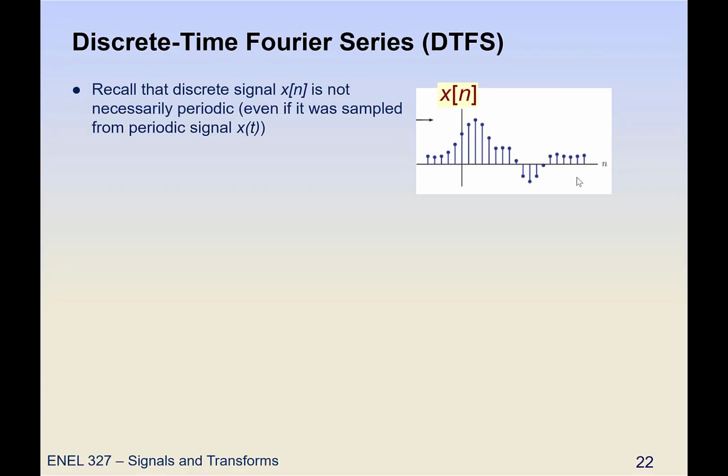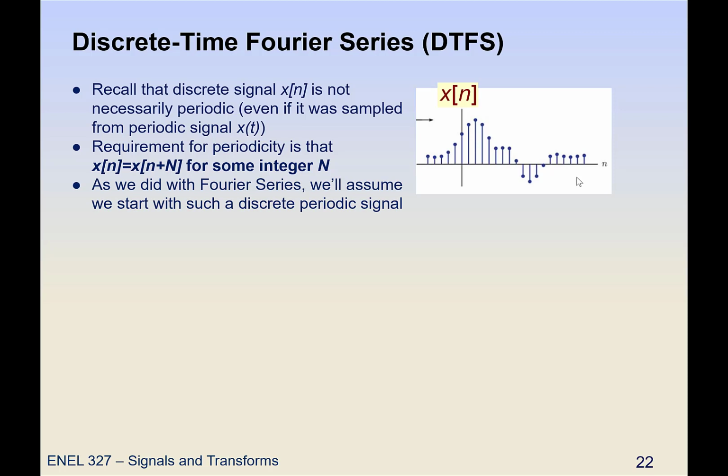Okay, so recall that a discrete signal is not necessarily periodic, even if it was sampled from a periodic continuous time signal x of t. So there has to be some integer n for the discrete signal to be periodic. We took a look at that probably about a month ago. As we did with the Fourier series, we'll just assume at this point that we start with such a discrete periodic signal. So there is some integer n such that x of n is periodic.